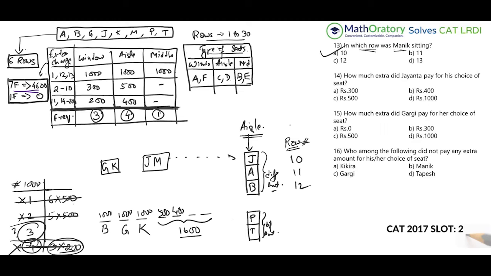That might be one way to do it. So J, I know the amount. J is on row number 10 and on an IL seat, so J is paying this 500 amount. Let me just take this part off. This is J. A I know is 400. So these two amounts are known to me. Okay, B is known, G is known, and K is known.